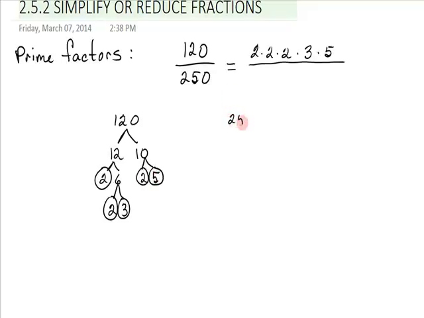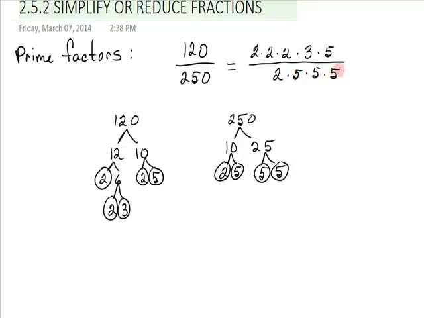Now let's take 250. I see 10 times 25, and 10 is 2 times 5, so I've got those primes, and 25 is 5 times 5, and those are primes. So here I have 2 times 5 times 5 times 5.